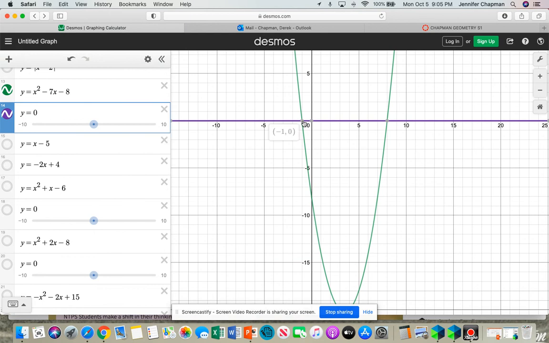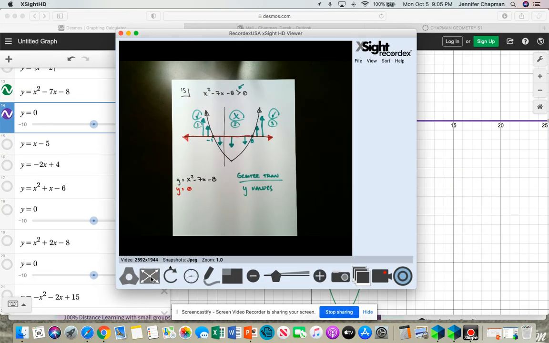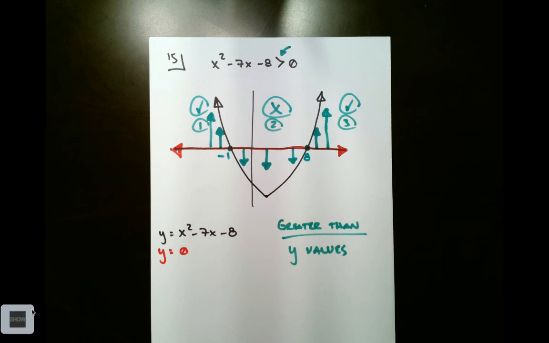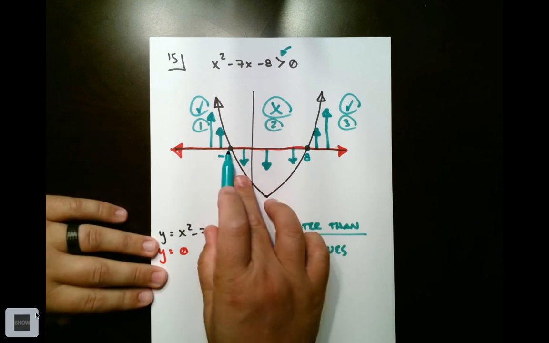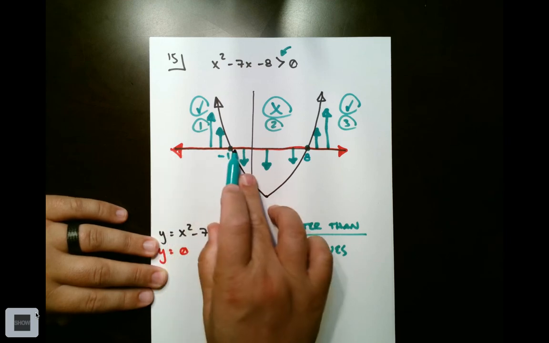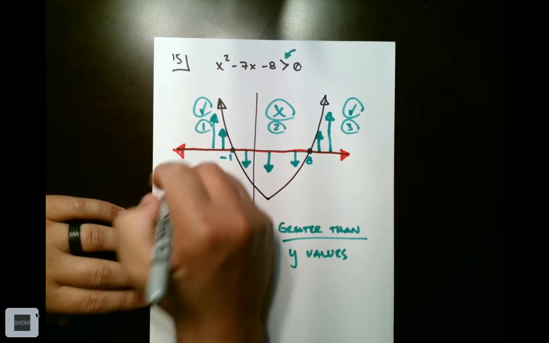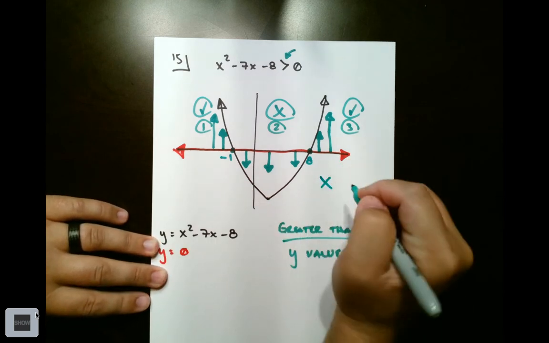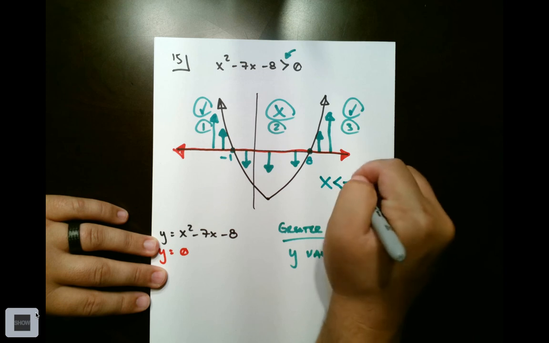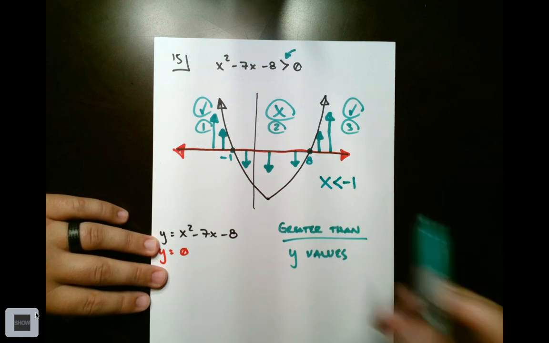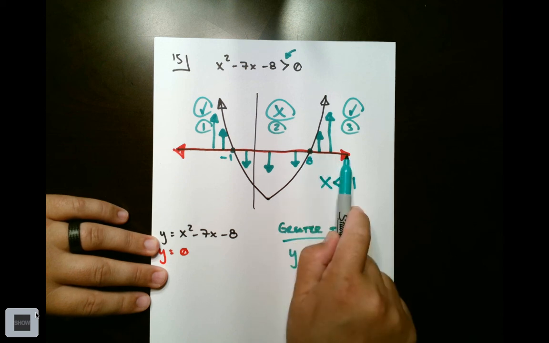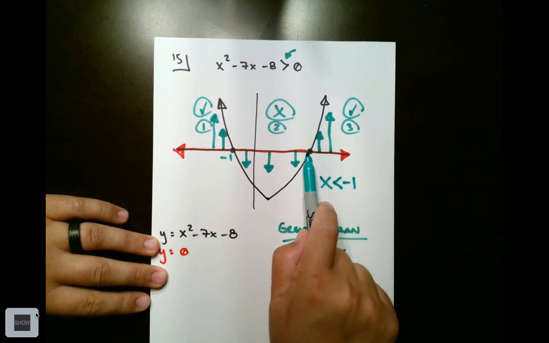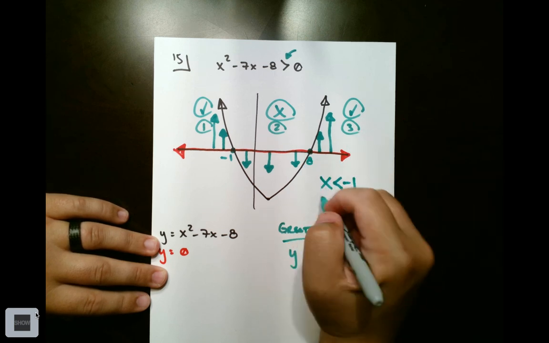So it looks like one of my x-intercepts is -1, and then the other one is at 8. All right, so here are my x-intercepts. I want to keep the part of my parabola that's greater than 0. So I want to keep all my x values that are less than -1. And same thing with the right side of 8. I want to keep all of my parabola with all my x values that are greater than 8.